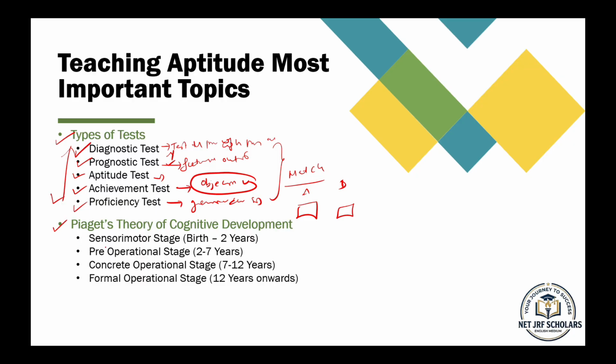And we have Piaget's theory of cognitive development. There are four stages: sensory motor stage, pre-operational stage, concrete operational stage, and formal operational stage. So this is the order. Remember this order. They might ask you to arrange in order without the birth years, or else they can give it in this format as well. So read them thoroughly. These are very important.